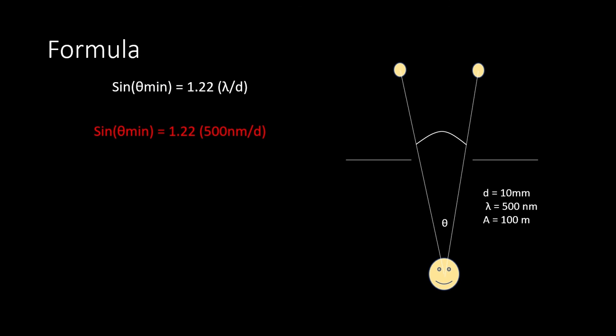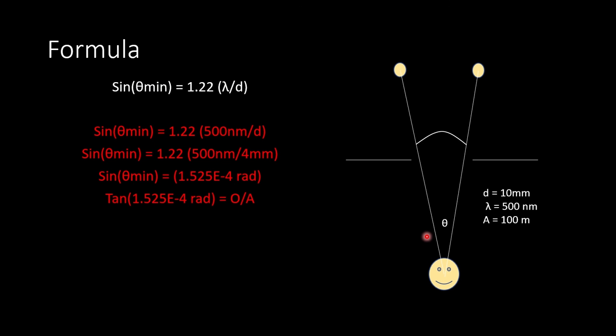Now we'll put the 500 nanometers in as a wavelength, 4 millimeters in as the pupil diameter. We can solve for that to get about 1.525 e to the -4th radians. That's our angle, this angle that we see right here. Now what we can do is set the tangent of that equal to opposite over adjacent. The reason we can set a tangent is because the tangent and sine at such small distances are going to be nearly equal.